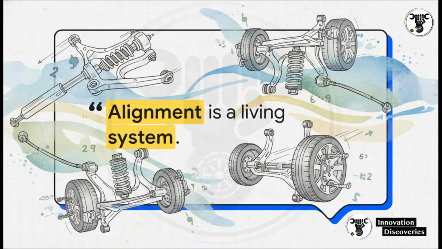Alignment is a living system. And honestly, it is so incredibly important to grasp this. Alignment isn't just a set of static numbers on a spec sheet. Not at all. It's this continuously interacting, dynamic system that changes with literally every single suspension compression, every degree of body roll, and every bump in the road. When you tweak just one angle, you're fundamentally changing how that vehicle breathes and moves down the highway.